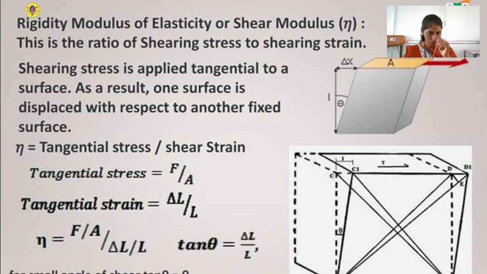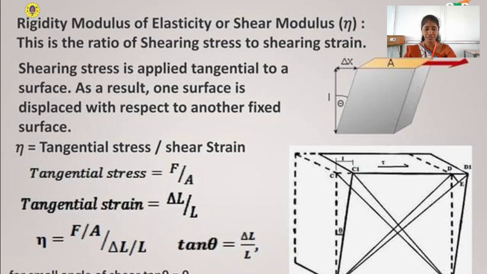So look at this diagram. Normally it has some length L, right? Now stress is applied to the body. What happens here? The length is changed, del L. So the length changed from L to L plus del L, right? Here the tangential strain will be del L by L, right? Del L is nothing but the change in length and L is the original length, right?